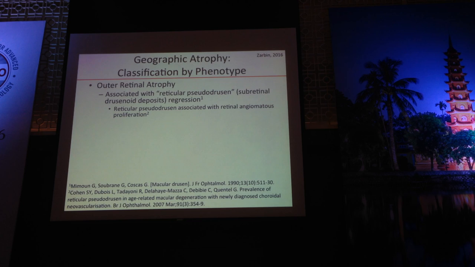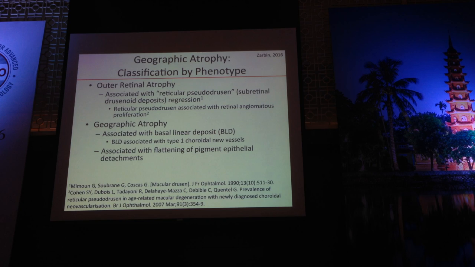There's classical geographic atrophy, which is typically associated with basal linear deposit, and related to that is the atrophy that occurs after pigment epithelial detachments flatten. And then there's the atrophy associated with choroidal neovascularization, which may not be a well-recognized phenomenon, but it's very well described, actually. So let's start with outer retinal atrophy with reticular pseudodrusen.